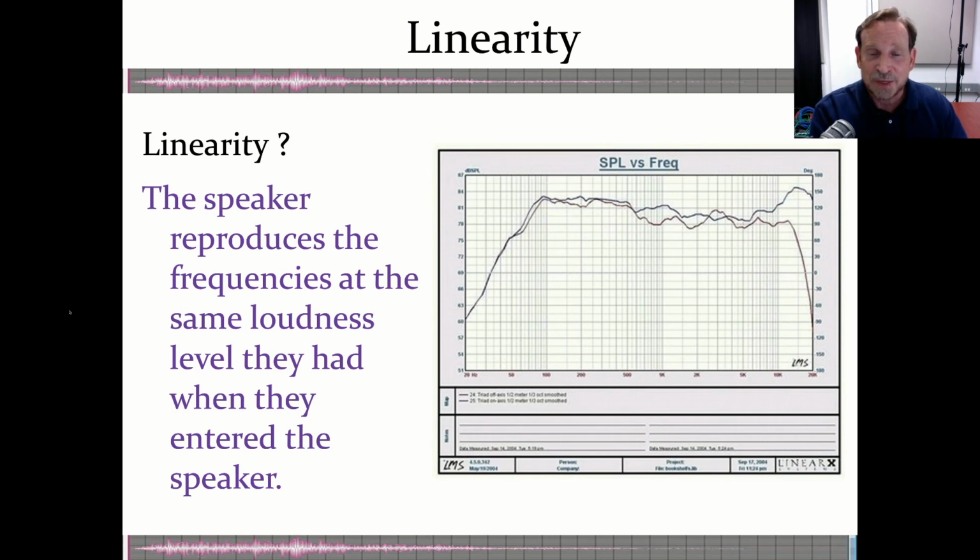Here's an SPL versus frequency graph that shows you how a speaker was reproducing a signal starting at 20 hertz and then going all the way up to 20 kilohertz. And you can see the variations where at the very high and very low frequencies it wasn't as effective, but it was much more effective across the middle, across the mid-range frequencies into the upper mid-range and the lower part of the treble frequencies. So just as we were interested in how a microphone reproduced frequencies, we're interested in how speakers reproduce them as well. We just give it a name called linearity.